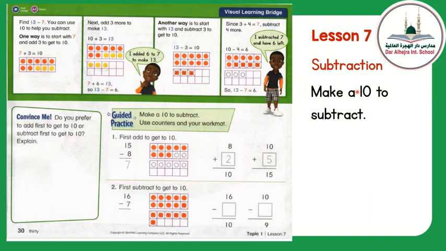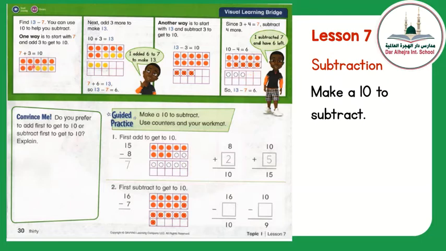We have already studied previously a method in addition to make a 10 to add. Now in this lesson we learned about how we can make a 10 to subtract. And there are again two different ways, but each way is given in two steps. In the first step, we have to remove some of the counters so that we have the first 10 frame complete. We can do it in an addition method, or we can do it in a subtraction method.